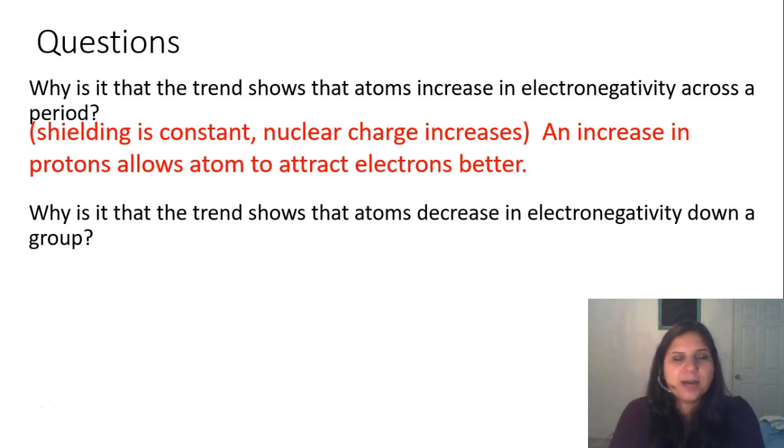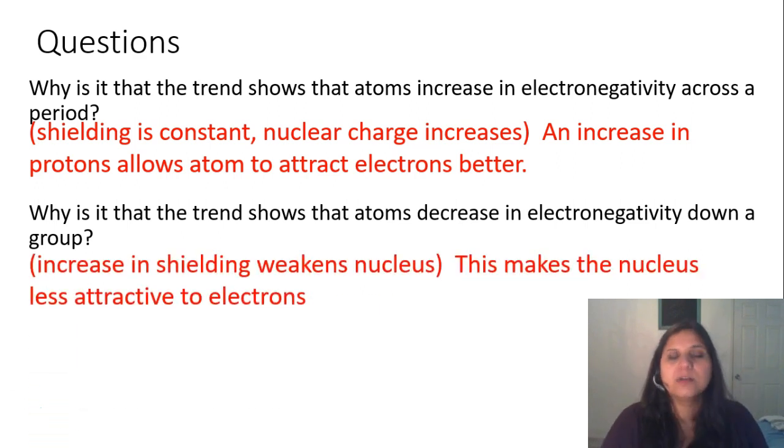The next question, why is it that the trend shows that atoms decrease in electronegativity down a group? So we're going to talk about shielding and nuclear charge. So shielding plays a bigger role. So let's see, as you go down a group, we gain more shells. More shells weakens the nucleus, which makes it less attractive to electrons.